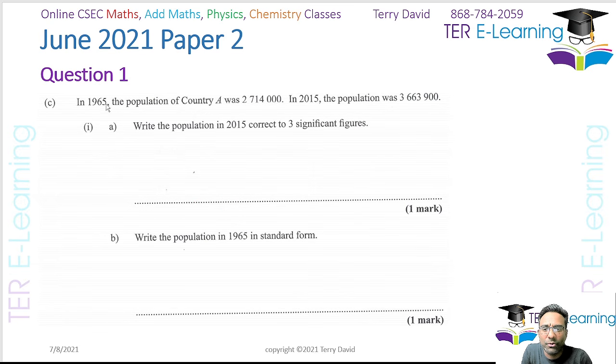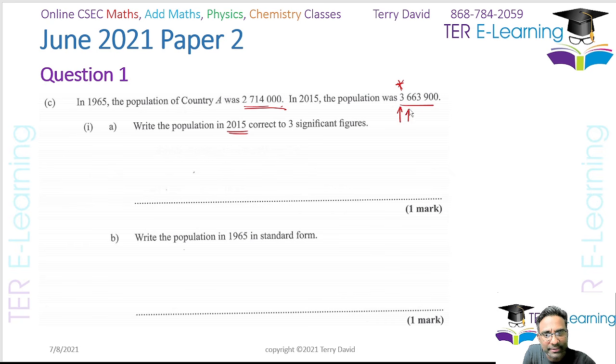In part C now, they say in 1965, the population of our country was this figure here, 2,714,000. And in 2015, it increased to 3,663,900. Write the population in 2015 correct to three significant figures. So we're looking at 2015. So we want to look at this number here, and you want to write that to three significant figures. This here is my first significant figure.